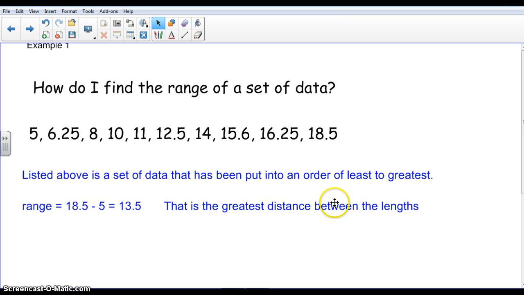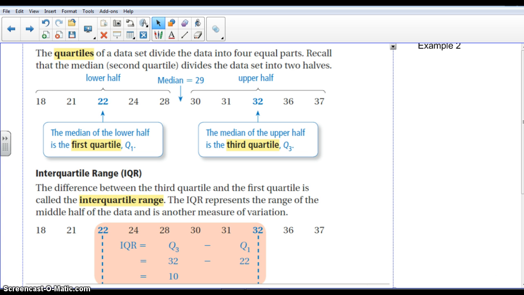Okay, so moving on to key ideas, same page. Here is something that's a little tougher than range. So let's go through this, and then you need to write definitions into your notebook. First of all, the quartiles of a data set divide the data into 4 equal parts. Recall that the median, right here between the whole thing, is the second quartile. That divides the data set into 2 halves.